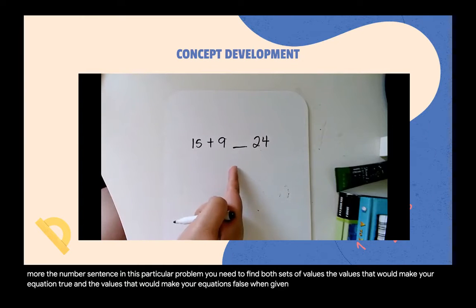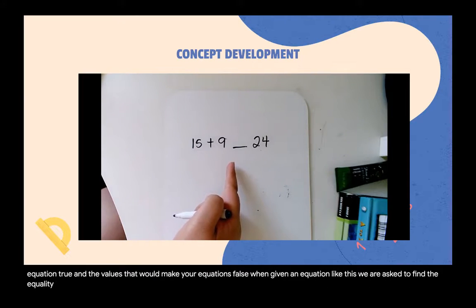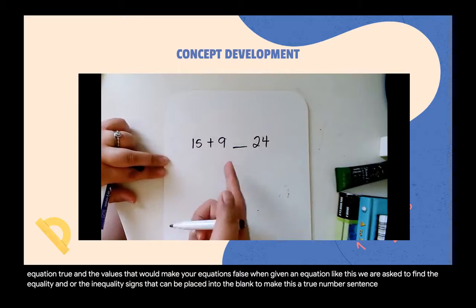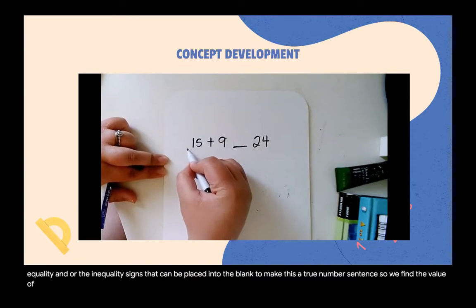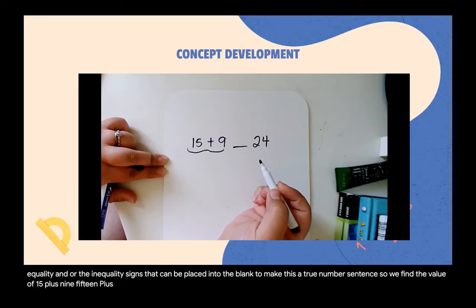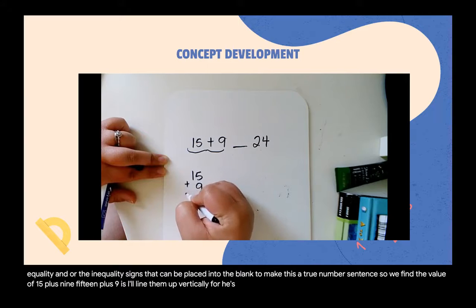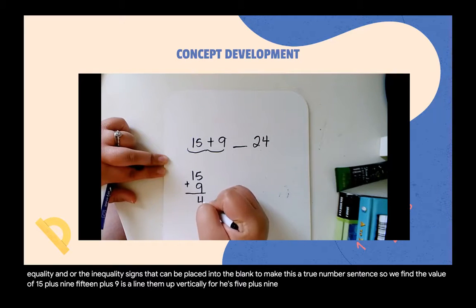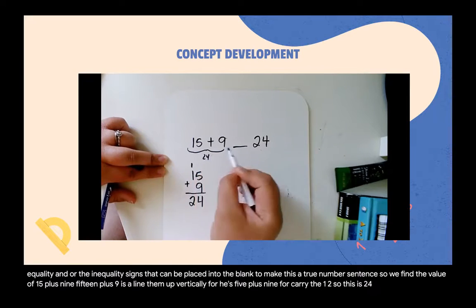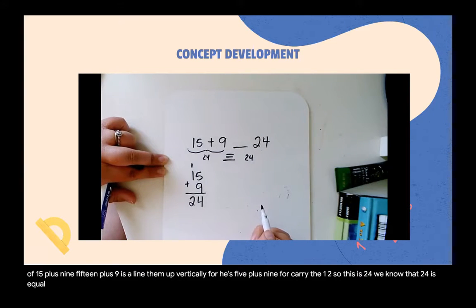When given an equation like this, we are asked to find the equality and or the inequality signs that can be placed into the blank to make this a true number sentence. So, we find the value of 15 plus 9. 15 plus 9 is, I'll line them up vertically for ease, 5 plus 9, 14, carry the 1, 2. So this is 24. We know that 24 is equal to 24.